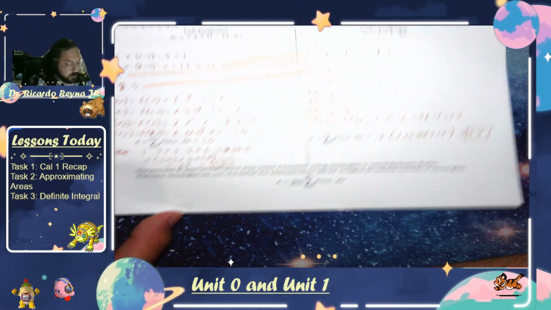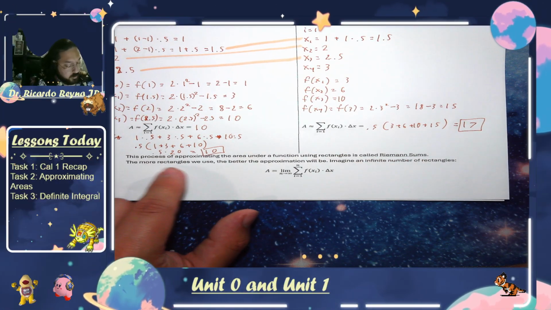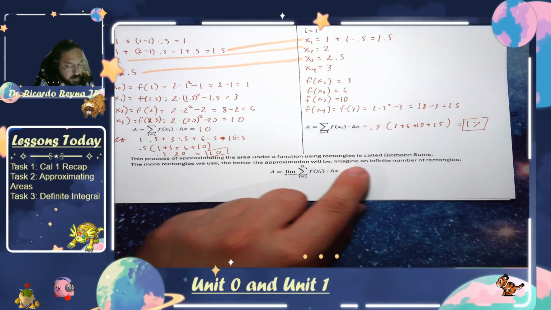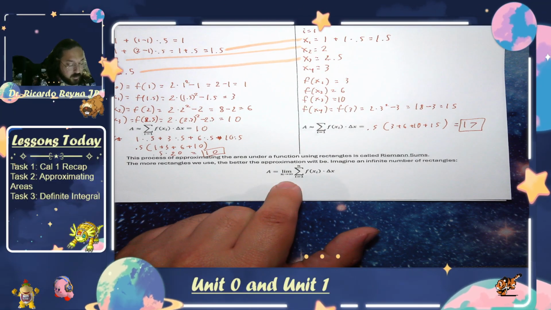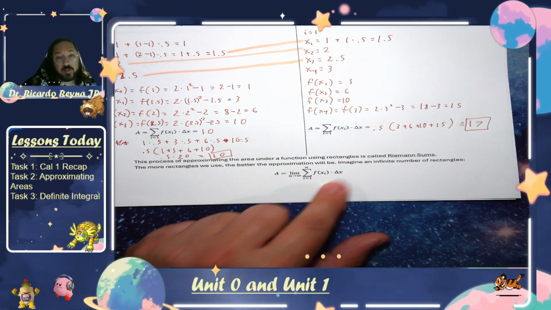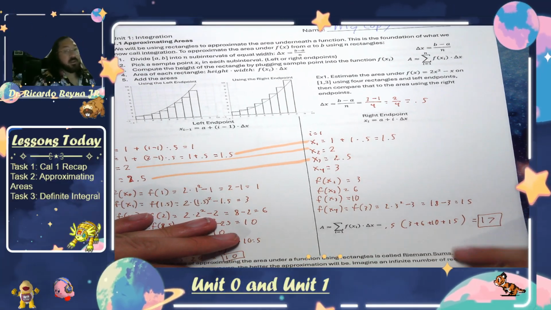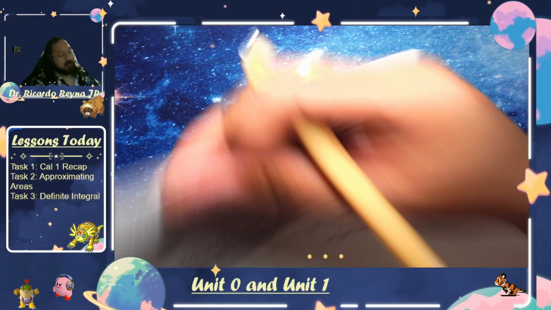This process of approximating the area under a function using rectangles is called the Riemann sums. The more rectangles we use, the better approximation it will be. Imagine an infinite number of rectangles. So the area would be equal to the limit as we do all of these possible rectangles. Now, this problem is called the definite integral.